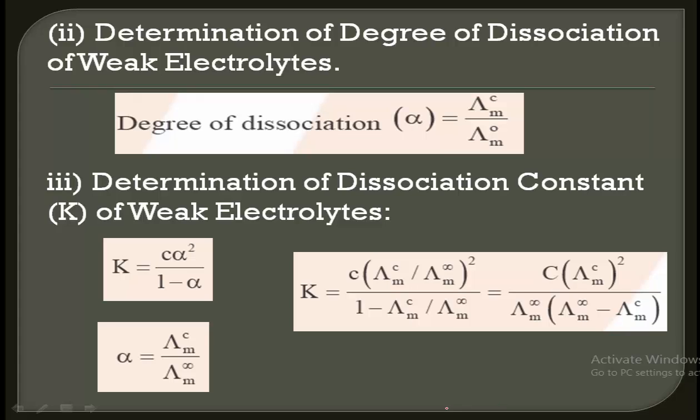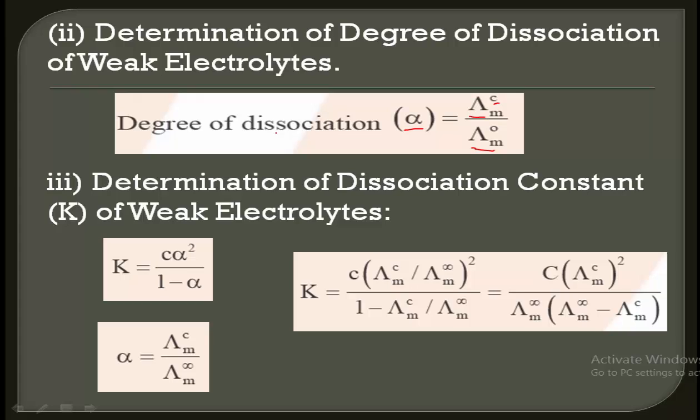And it is calculated from the molar conductivity at concentration C and the molar conductivity at infinite dilution. If you divide the two, you get alpha, that is the degree of dissociation, which can be calculated.